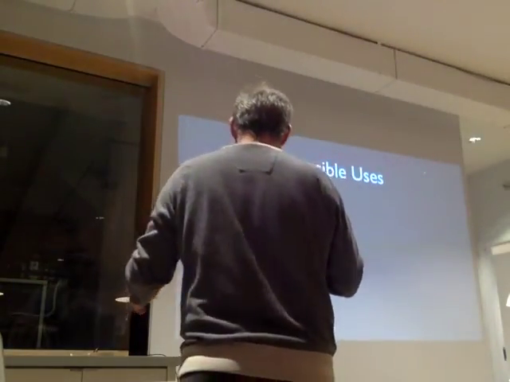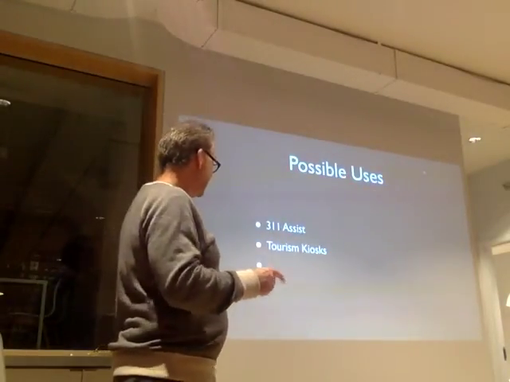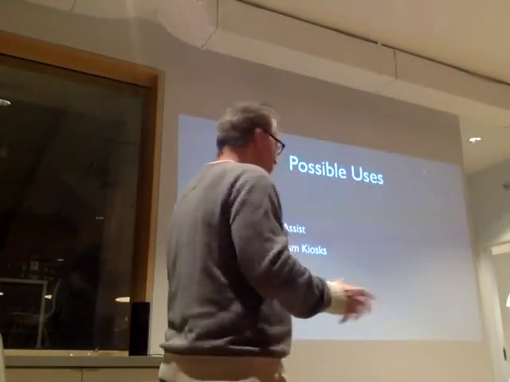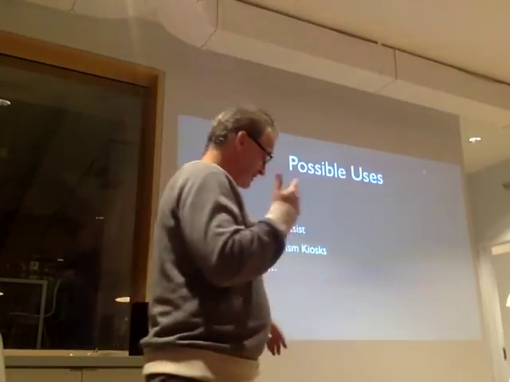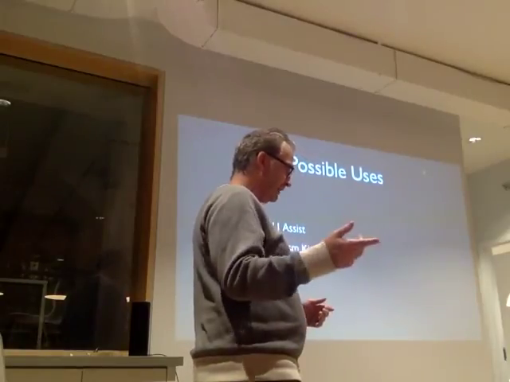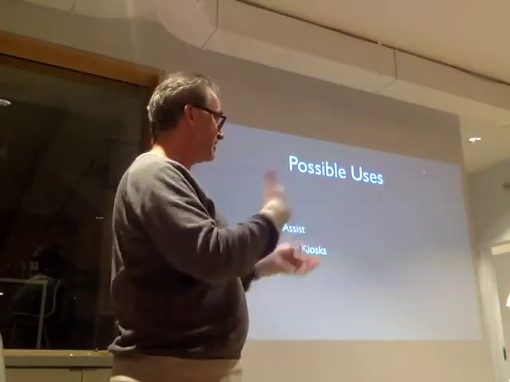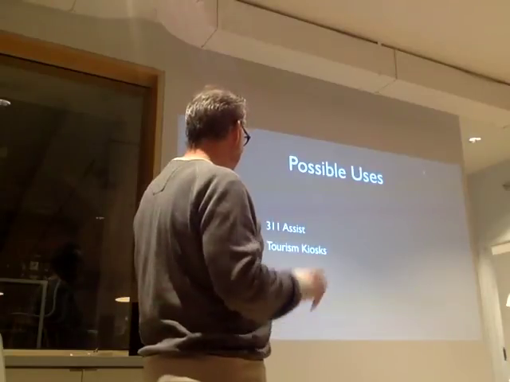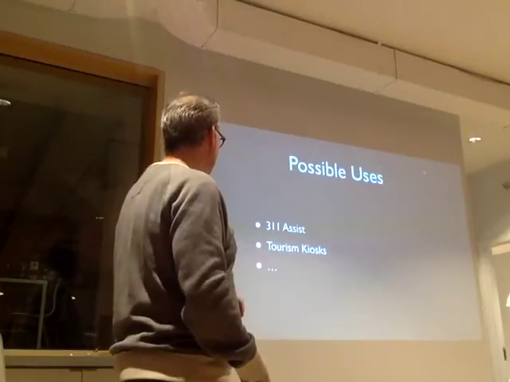Next page. Possible uses. This was just me brainstorming about it. There's probably more. I could have come up with more than two bullet points. But tourism chaos is the one I'm interested in, because I think it's just fantastic. But once again, it's not good enough. 311 assist is kind of interesting. There's an idea I had that you would have this listening in on a phone call, and then constantly displaying information as the person's talking, so the person on the other end of the phone doesn't have to actually enter the data. So it's just listening over the shoulder and giving you potential answers to various questions.